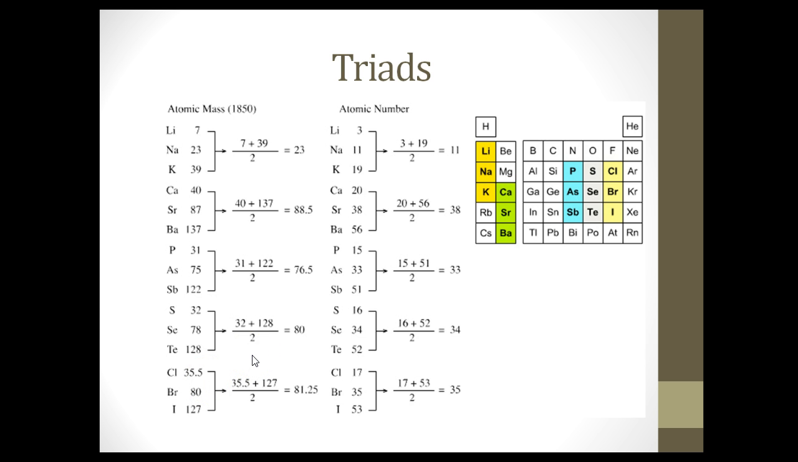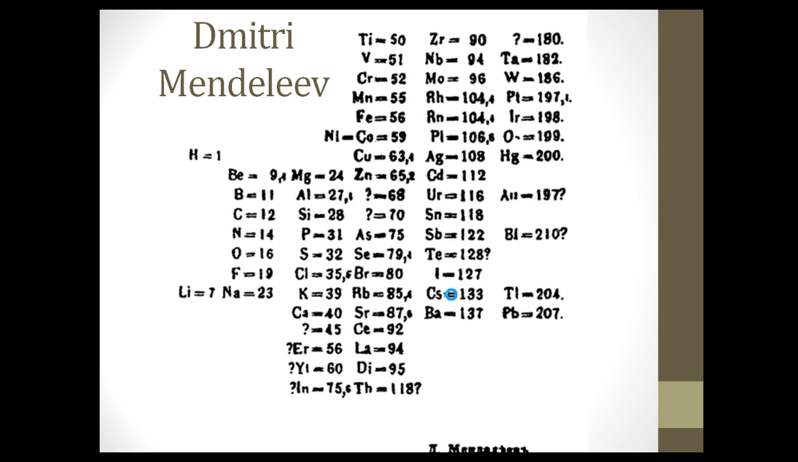Triads didn't work out terribly well though, because as time went on we found more elements. You can see the calcium, strontium, barium group. We had beryllium and magnesium in there also. We started to figure out that there were more like quintuplets, and quintuplets just didn't sound as cool. So as we discovered more elements, the triads broke down, which is where Dmitry Mendeleev comes into play.